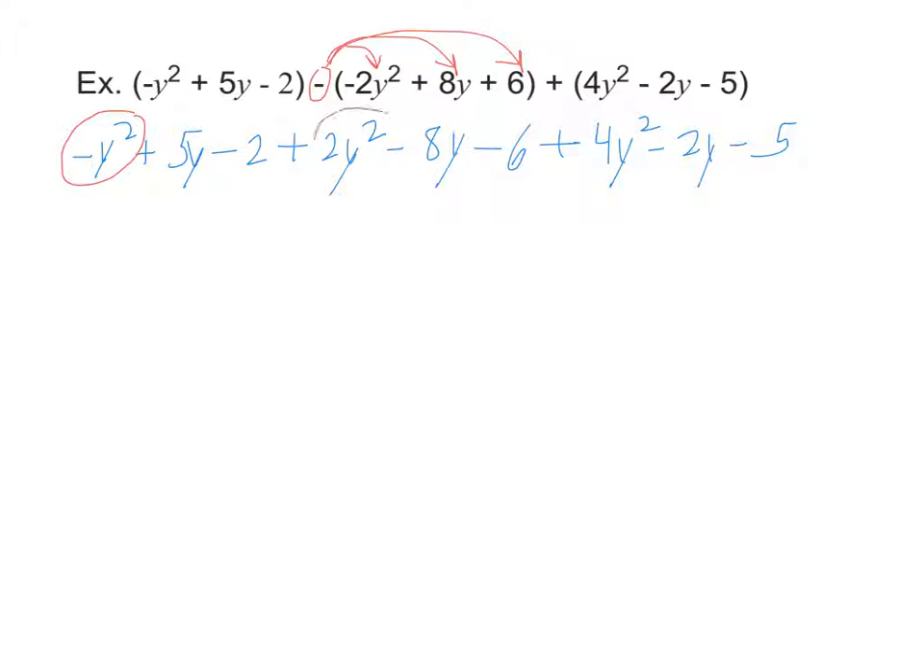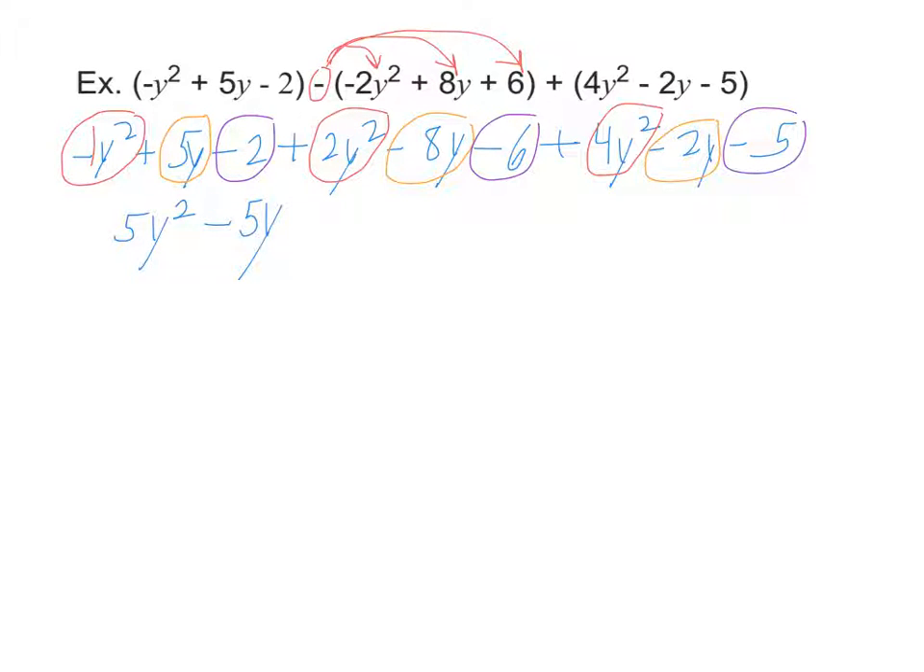I'll combine the y squareds first. I have negative 1 of them, 2 more, and then 4 more in addition to that. So altogether there are 5 of those. A positive 5y, a negative 8y, and a negative 2y. Altogether there are negative 5y. And finally, just numbers. The number negative 2, negative 6, and negative 5, they total negative 13.